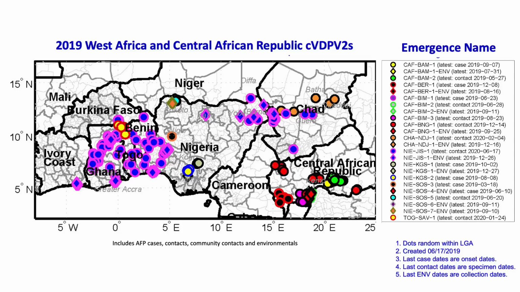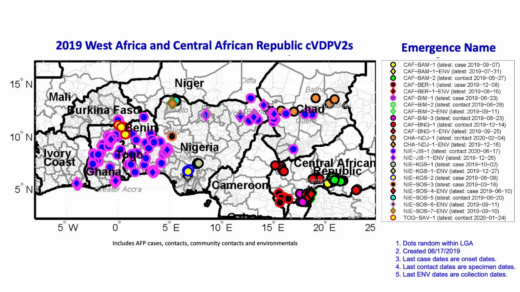So just to show a little bit about the spread of the virus in that time period, a couple of years after the switch, 2 to 3 years after the switch. These are multiple emergences on the right here. They range from emergences from Central African Republic to Chad to Nigeria, and even one with Togo at the bottom here, in this yellow with red around it.